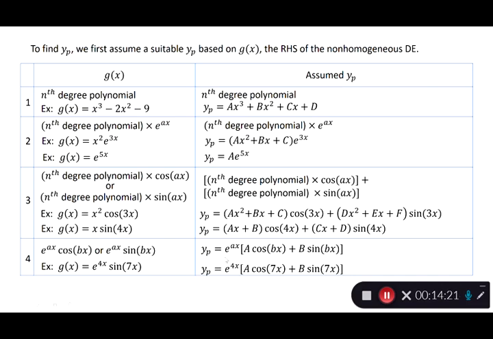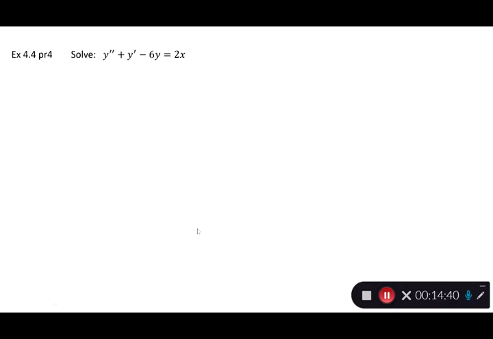So you kind of have to know this, and my hope is that it's logical: what we assume for y sub p logically follows from the g of x that we have. Would you agree? Cool. Now let me actually solve a few problems.